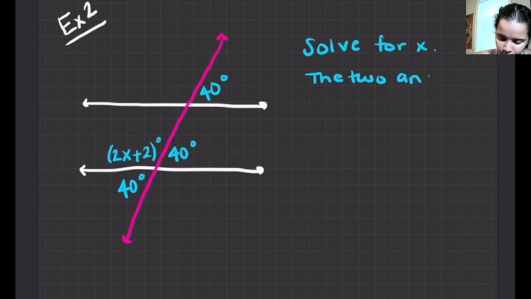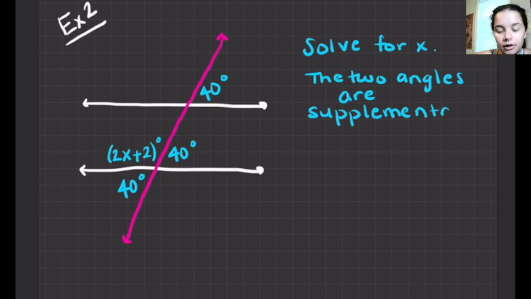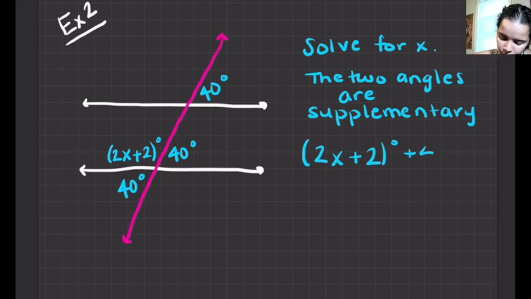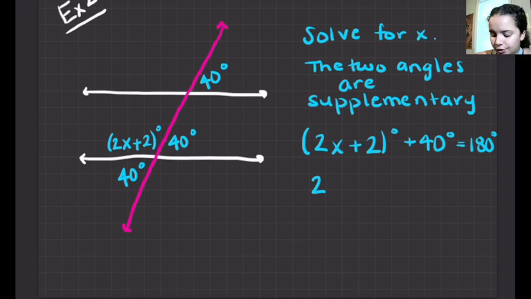So the two angles are supplementary, which we know means that when I add them together, it's going to equal 180 degrees. Okay, so they're supplementary. So 2x plus 2 degrees plus 40 degrees is going to equal 180. Okay. And now from here, we just do a little bit of algebra.